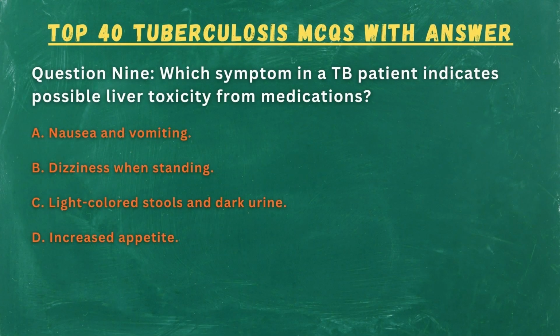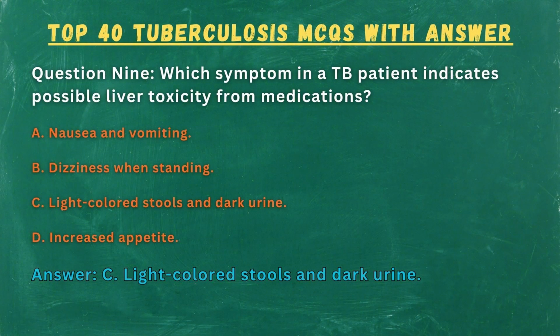Question 9. Which symptom in a TB patient indicates possible liver toxicity from medications? A. Nausea and vomiting. B. Dizziness when standing. C. Light-colored stools and dark urine. D. Increased appetite. Answer. C. Light-colored stools and dark urine.